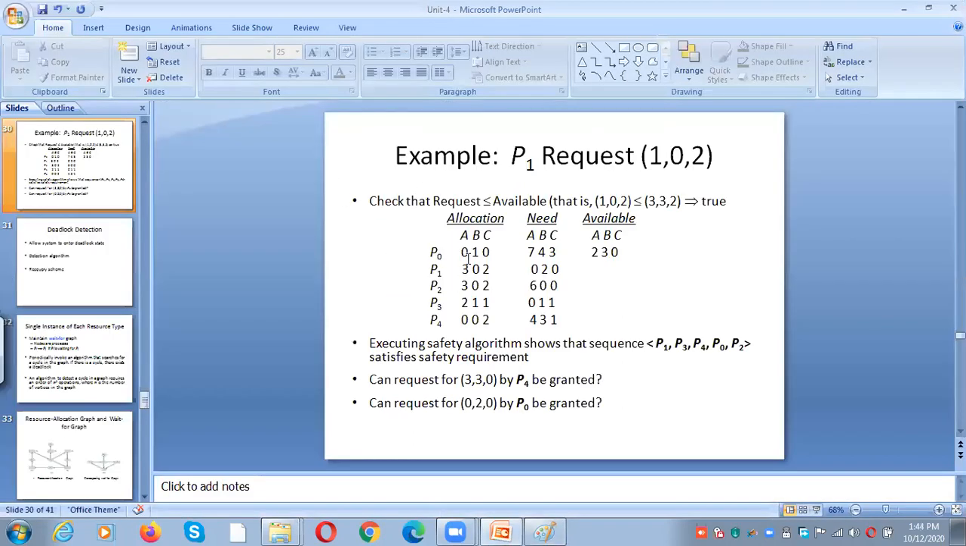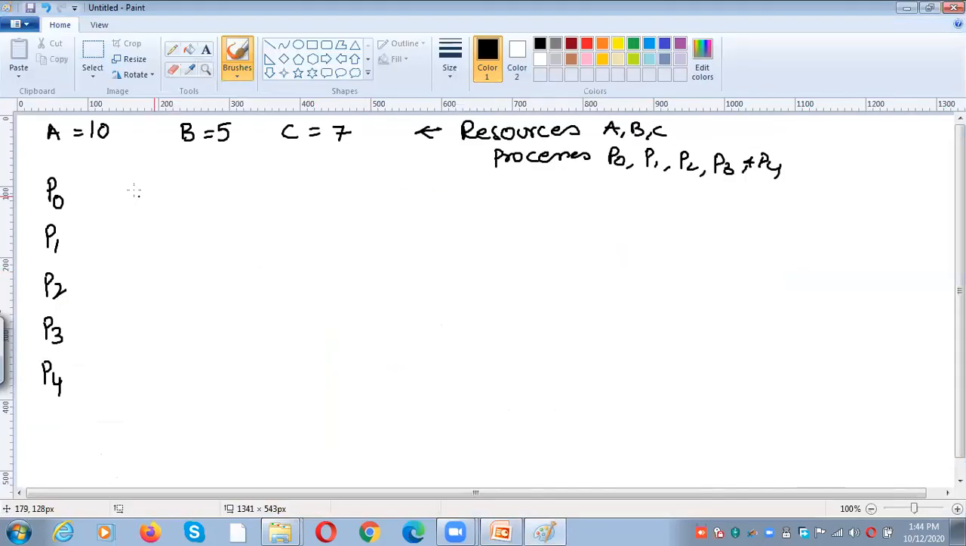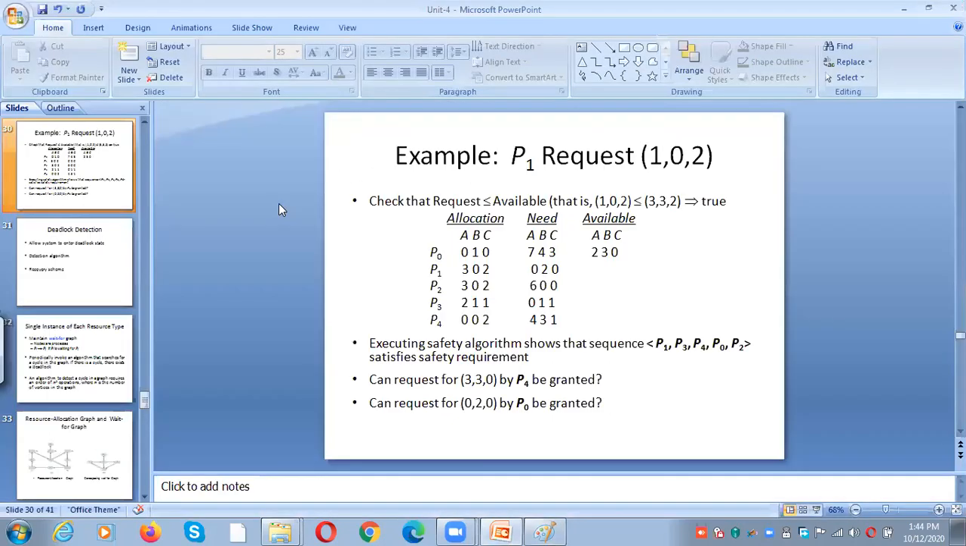Okay, and then what about allocation, need and available? You will get these directly from the examination paper, so you need not worry. The first one is allocation, the second one is the need, and the third one is the available. All these things you will get from the question paper itself. You can directly copy and paste.